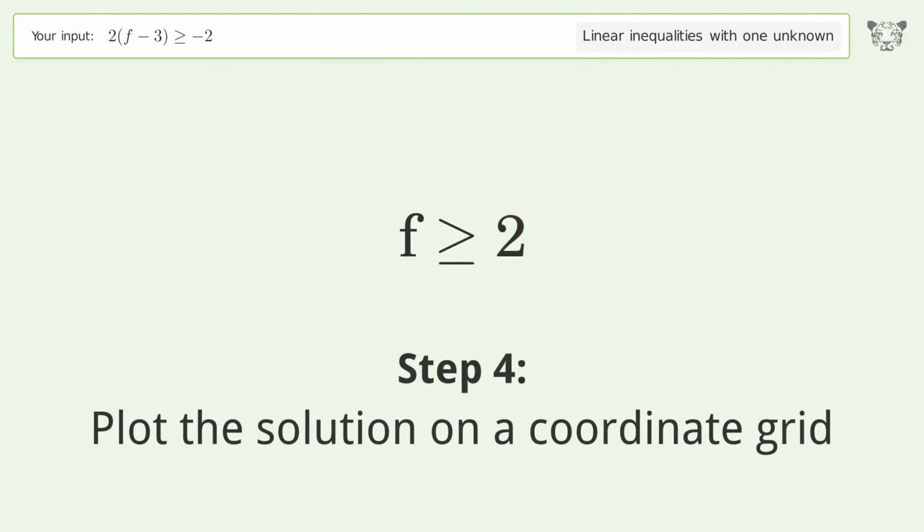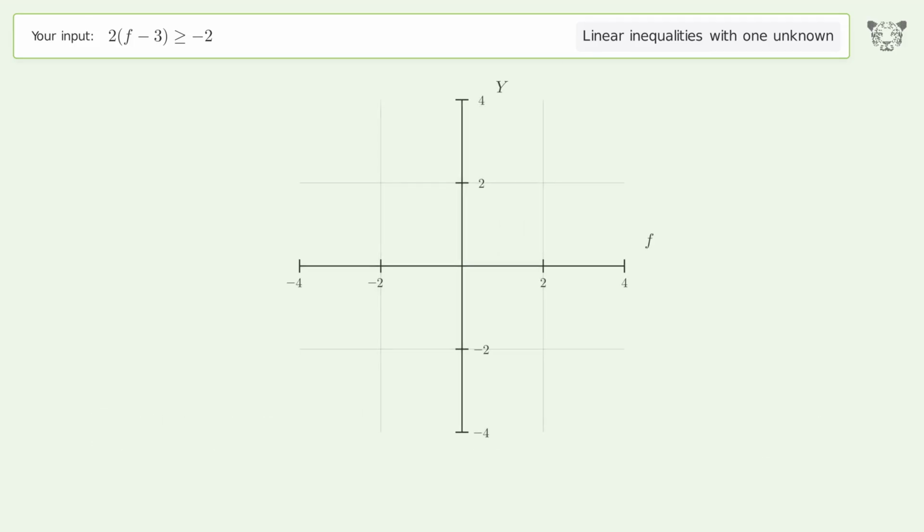Plot the solution on a coordinate grid. And so the final result is f equal or greater than 2.